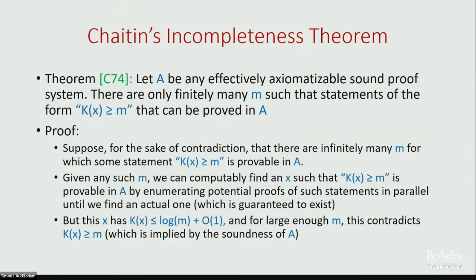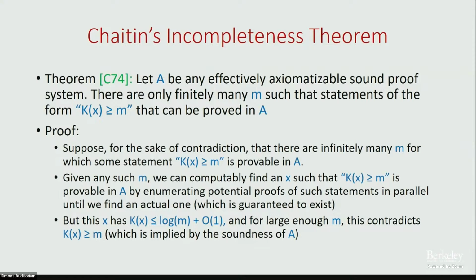So suppose, for the sake of contradiction, that there are infinitely many m for which some statement "K of x is at least m" is provable in this system. So for some x, you're able to prove that K of x is at least m for infinitely many m. Well, given any such m, you can design a machine. Given m, which can be described with log m bits, the machine will run over proofs to find an x such that "K of x is greater than or equal to m" has a proof in the proof system, right? We know that for infinitely many m, there exist such proofs. So for infinitely many m, you're going to end up finding such an x. And then this machine is going to output x, just given these log m bits of information.